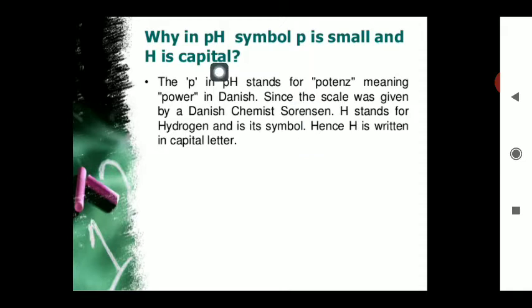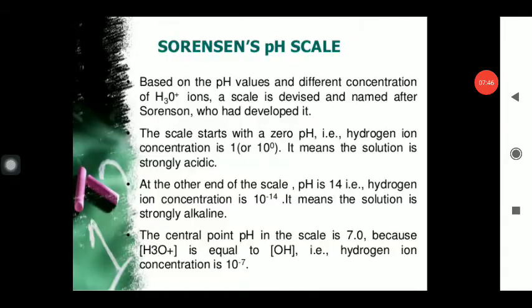The term small p is used by the Danish chemist Sorensen. The H stands for hydrogen and its symbol, hence H is written in capital letter. The small p and capital H is a simple way to write the pH of any specific compound. So please remember this important value for the calculation of pH.